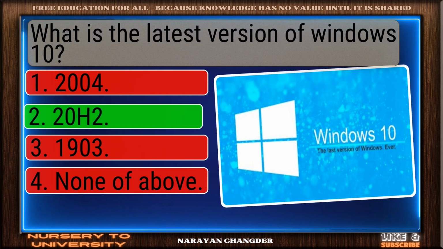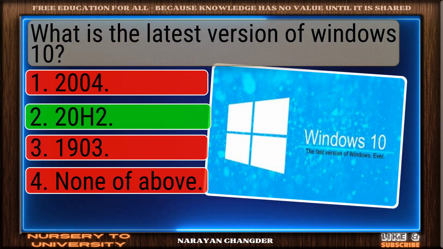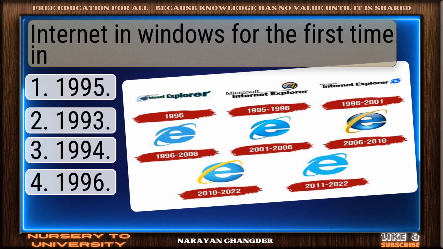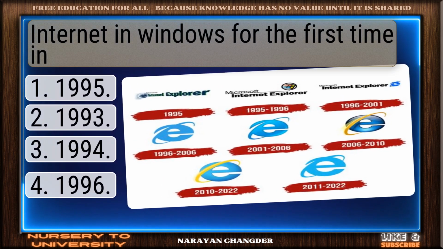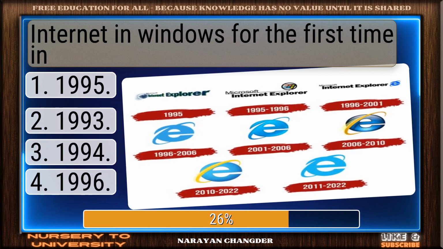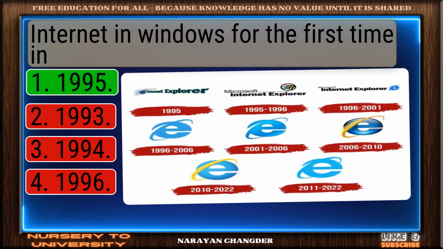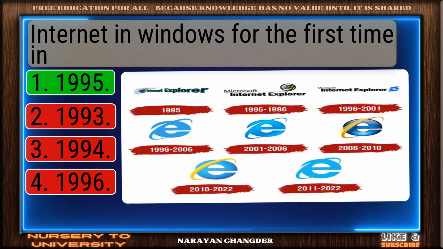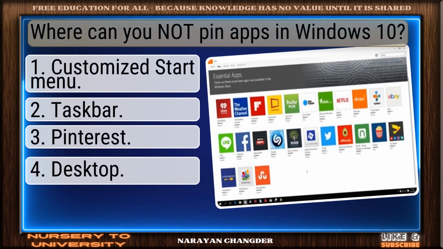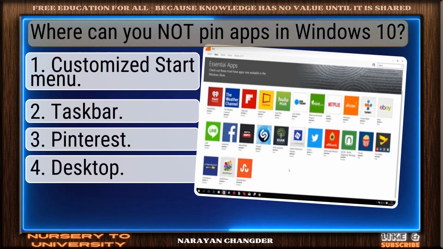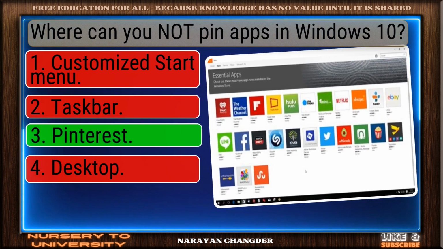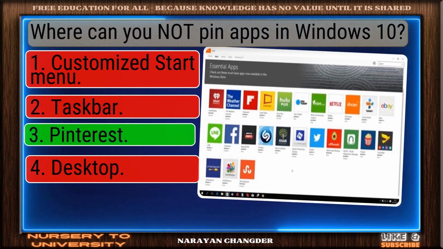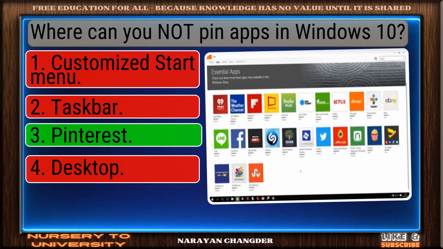Nice work. You chose 20H2 and it is correct. Question number 42. Internet in Windows for the first time in. Right choice. 1995 is the best answer. Question number 43. Where can you not pin apps in Windows 10? Smart pick. Pinterest is the correct choice.